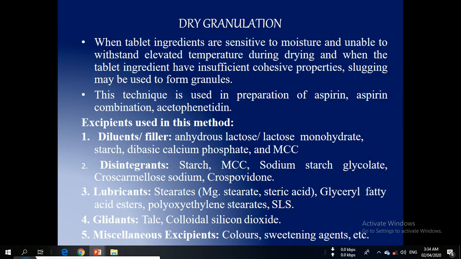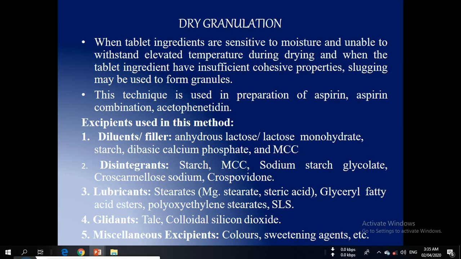The second one is disintegrant. The classical example of disintegrant is starch. We usually use MCC, sodium starch glycolate, croscarmellose sodium and crospovidone. So these are different disintegrants. We usually use different types of disintegrant like starch, methyl cellulose, and sodium starch glycolate.